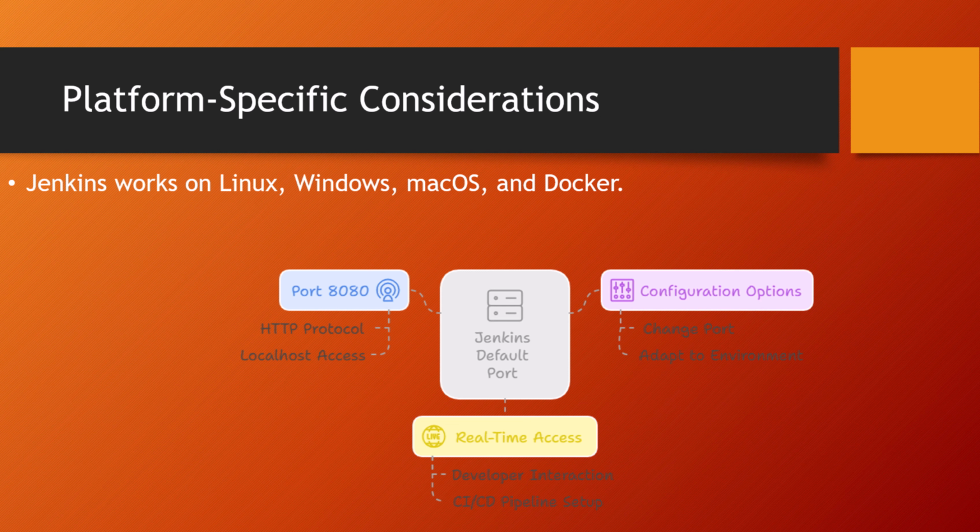Jenkins can run on all major platforms, as I said, Linux, Windows, and macOS, and it can also be containerized using Docker. This flexibility allows teams working in diverse environments to leverage Jenkins for automation. For example, a cross-platform team might use Jenkins on both Linux and Windows, ensuring consistency in their build and deployment process.